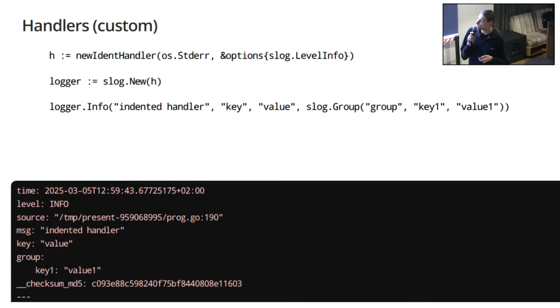Okay, so how about custom handlers? Custom handlers allow us to create our own handler. For example, YAML. I call it that in quotes because it's not entirely YAML, it's just indented and does not support full values, but it doesn't matter. So we see our time, level, key-value groups, and down below we have a checksum of MD5 for this log level.